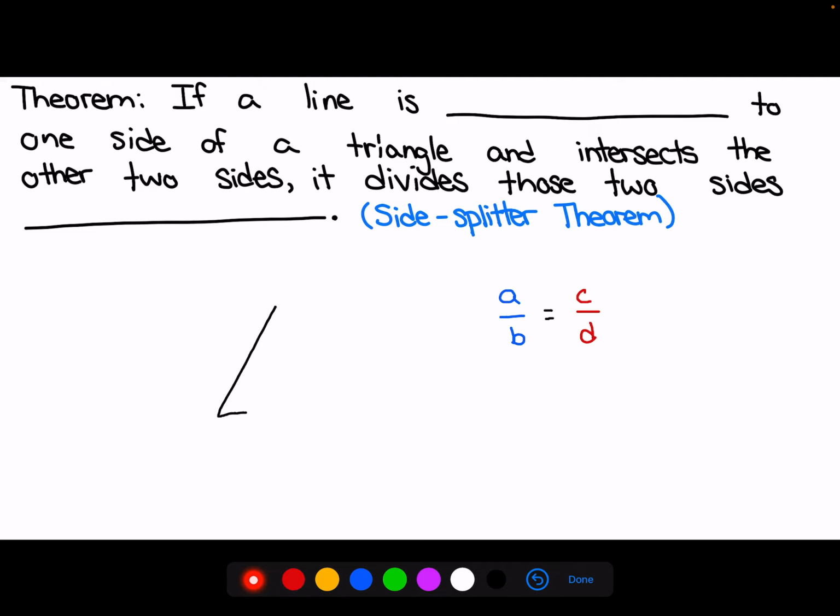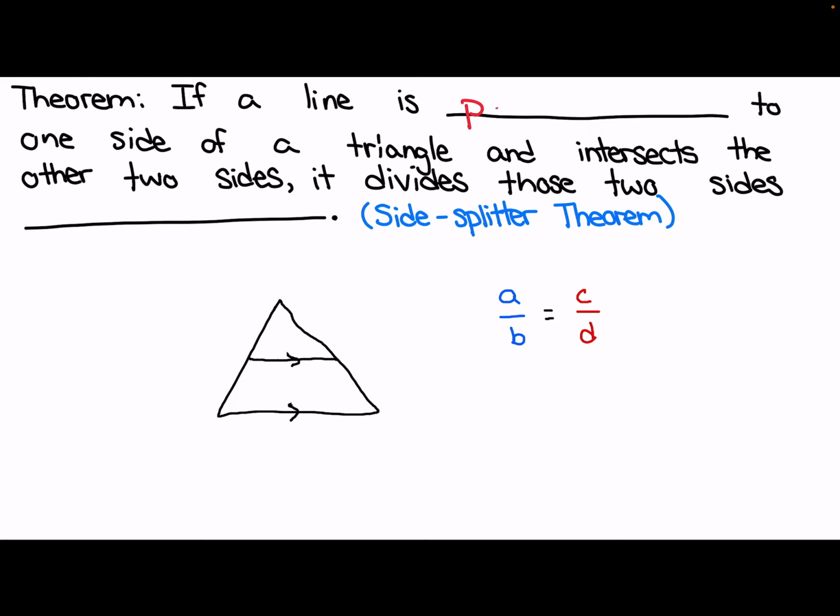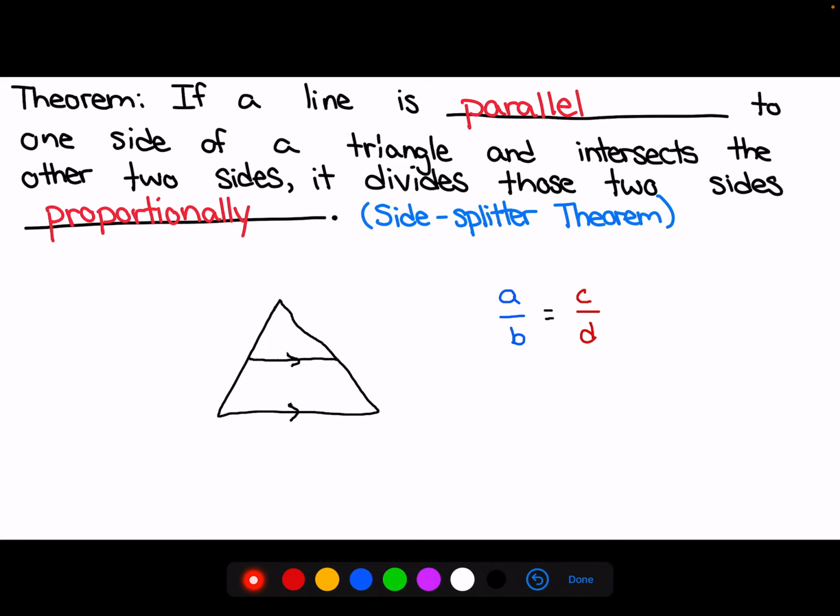So again, it'd be A over B is equal to C over D. And that's for any triangle. It's very important that it has parallel sides there. If it doesn't have those parallel sides, then we can't actually use our side splitter theorem, A over B equals C over D. So very important that those sides are parallel to use this. And they're just grouped together and grouped together.